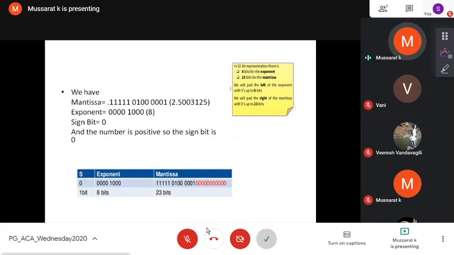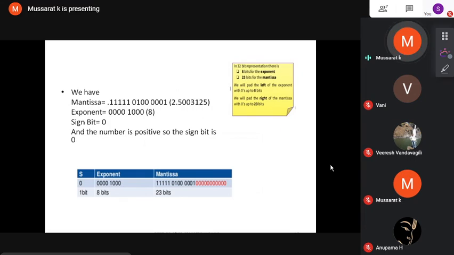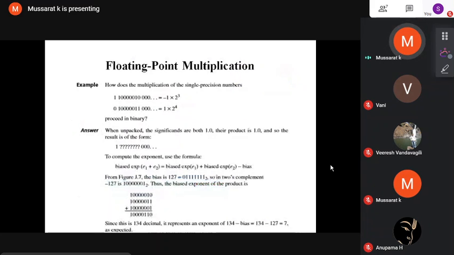But we require more bits, up to how many bits do we require for a 32-bit number? So that's why we are using 0 padding on the right side to fulfill the 32 bits. So next is floating point multiplication. This is the example for floating point multiplication.